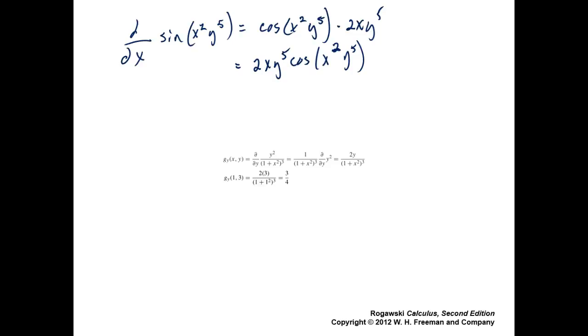Okay. Let's see whether they finally have the answer. Yeah, there they have it: 2x y to the fifth cosine x squared y to the fifth. Good for them. Now, we didn't do the partial with respect to y, but I think you see what it would be. Just like this, except in front of it you would have 5x squared y fourth times cosine, the same thing.